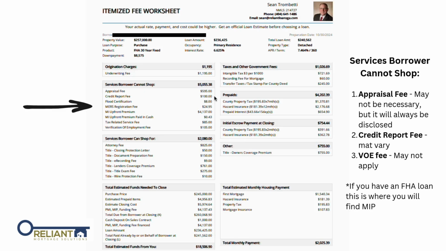The next fee that may reduce in size is the verification of employment fee. This is primarily charged when you have an income that is variable, meaning you get paid commissions or bonuses or other things of that nature. If your income is very steady, say you have a set salary that's the same every paycheck, or a set hourly rate that's the same every paycheck, then it's very likely that this fee will drop off and you won't be charged it at the closing table.